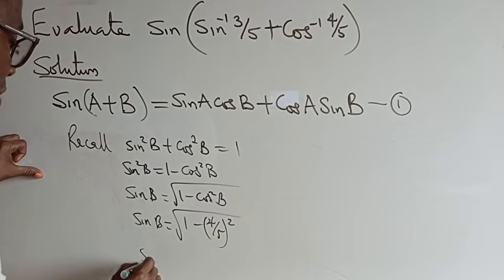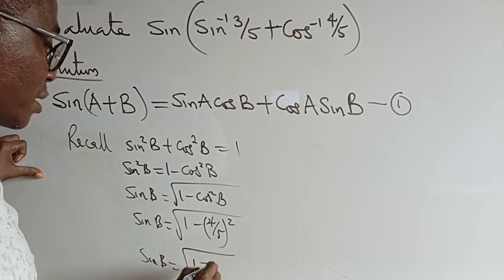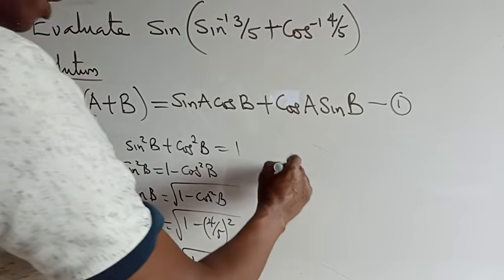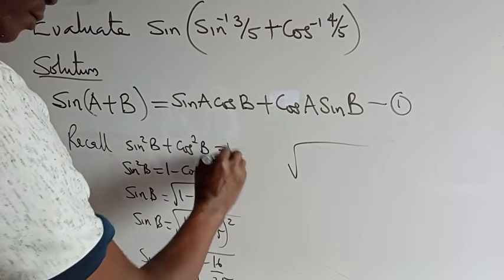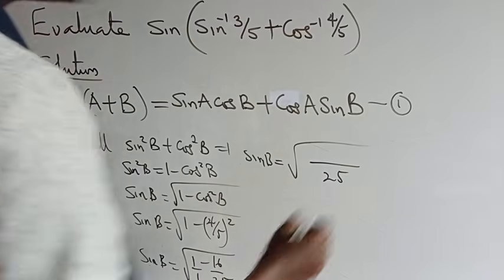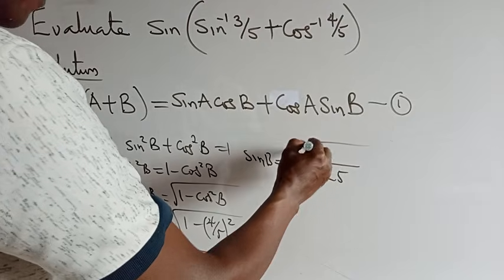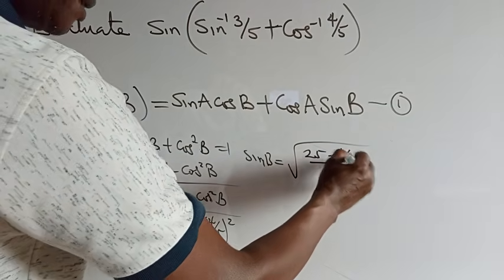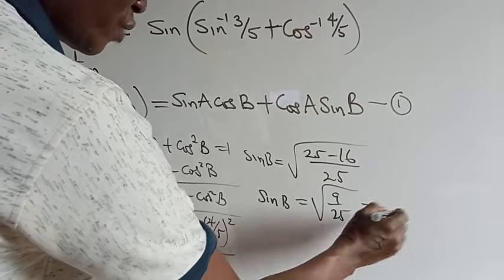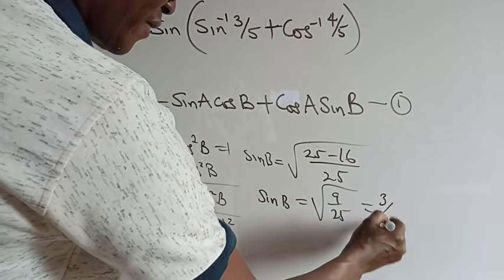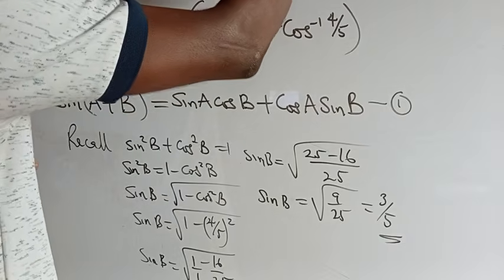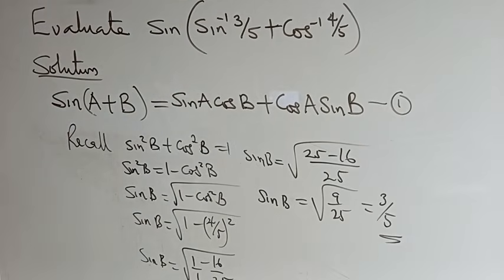So sine B will be equal to the square root of 1 minus 16 over 25. The LCM is 25. Are we together? Then 25 minus 16 is 9. So sine B will be equal to the square root of 9 over 25, which is going to be 3 over 5, since the square root of 9 is 3 and the square root of 25 is 5. So sine B is 3 over 5.